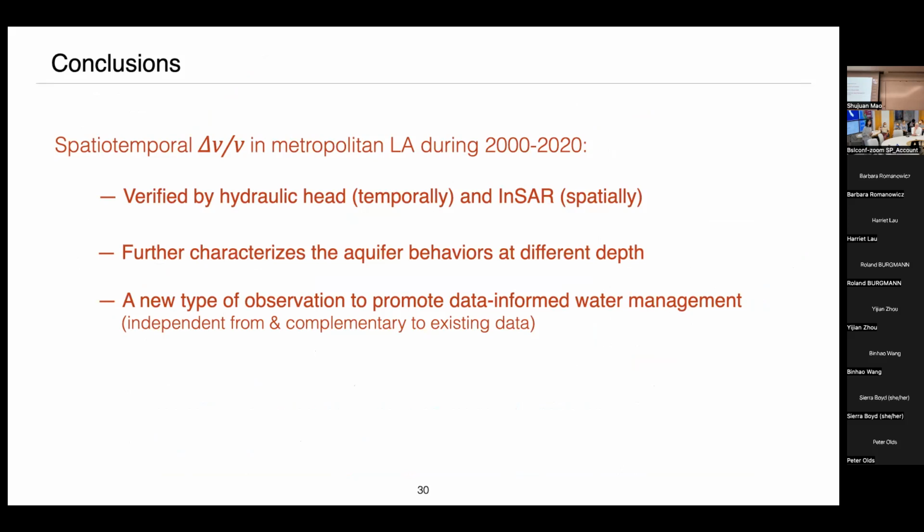Also, compared to previously existing methods, delta V over V further helps to characterize the aquifer behaviors and their hydrology at different depths. Also, in the spirit of from science to solution, from knowledge to action, delta V over V can also serve as a new type of observation to promote data-informed water management. So it's independent from the other traditional observations and can complement those estimations or modeling.